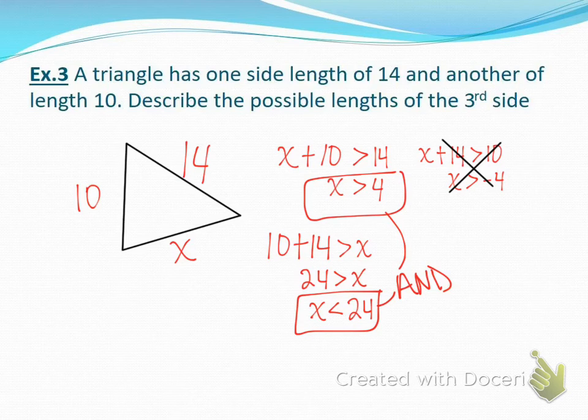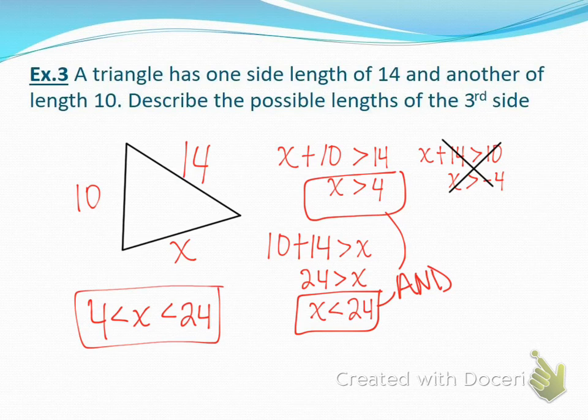And I'm fine if you write them out separate. If you really prefer to see them all put together, it would look like this, with x squished in the middle. Either way you want to write your answer, I'm fine with. If you want to leave them split up, not a big deal. If you want to squish them together, that's fine. So our possible side lengths would be any numbers in between 4 and 24.